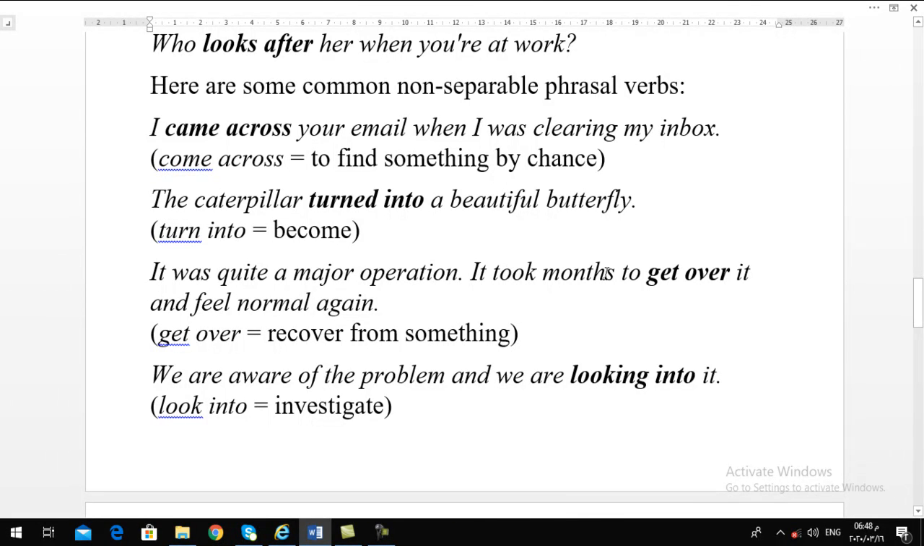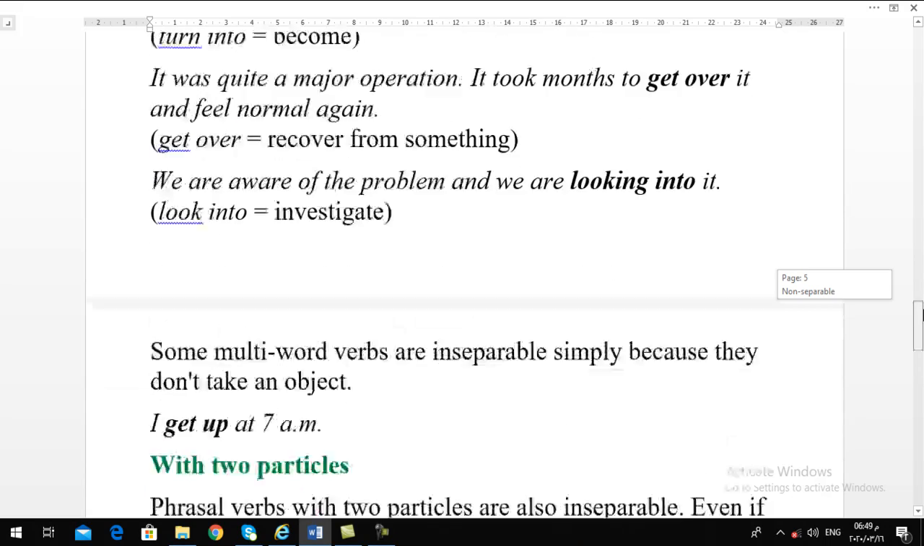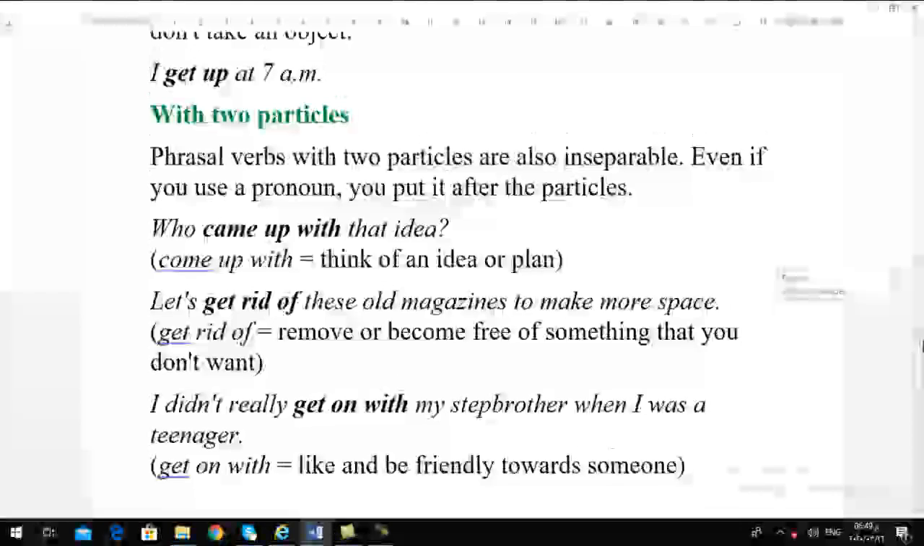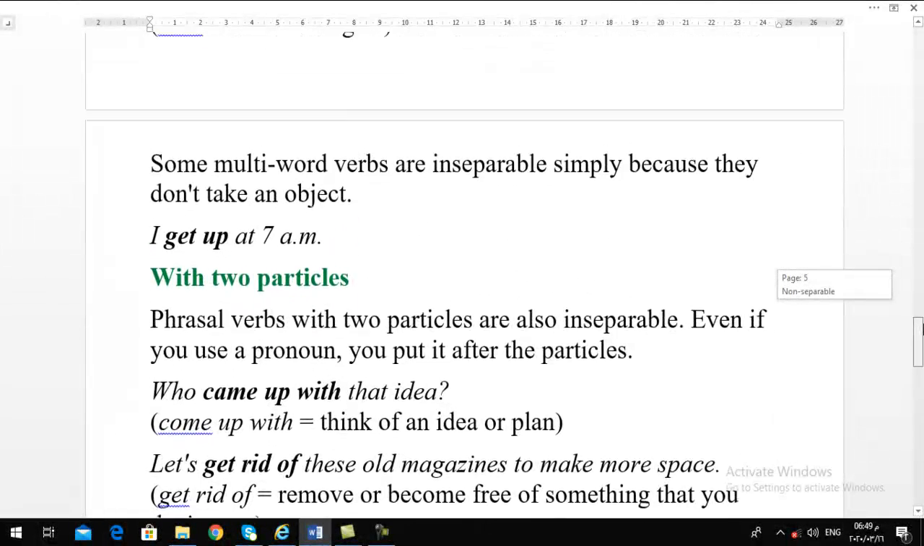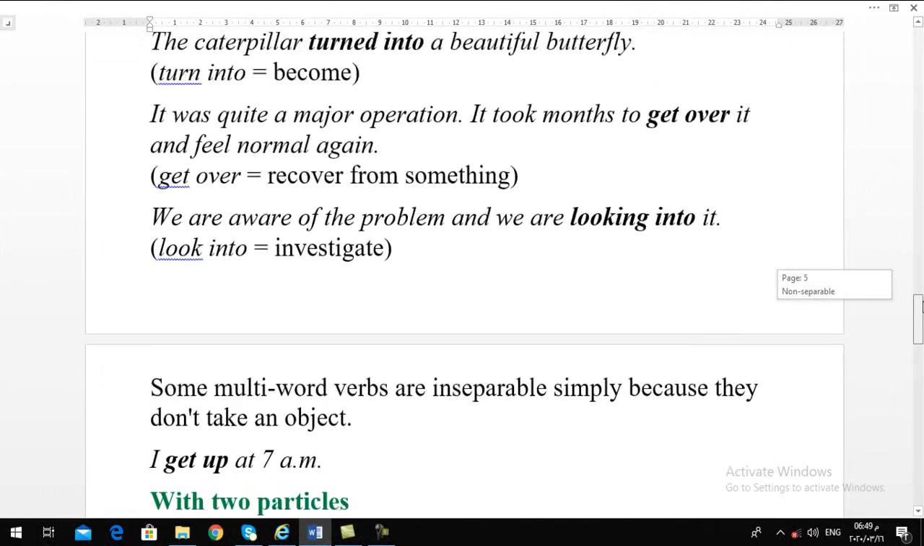It was quite a major operation. It took months to get over it and feel normal again. If I use get over, can I say to get it over? No, it is inseparable. You can't make get and over apart in the phrasal verb. So get over means recover from something. We are aware of the problem, and we are looking into it. I think we have explained, to investigate. The last one, I think we have covered all the points here.